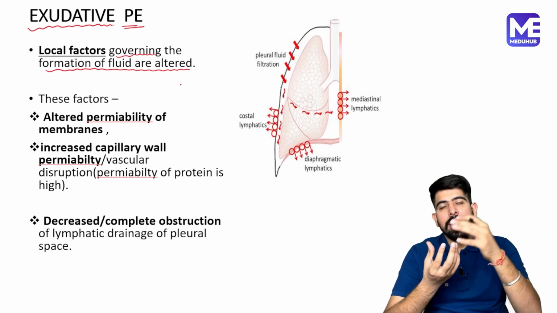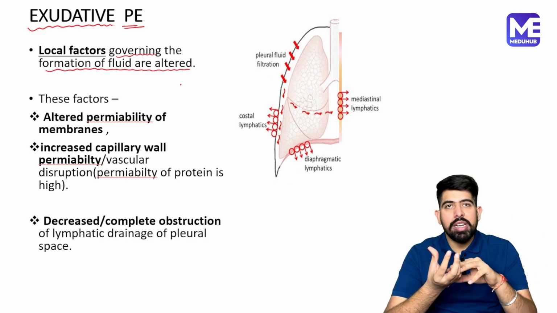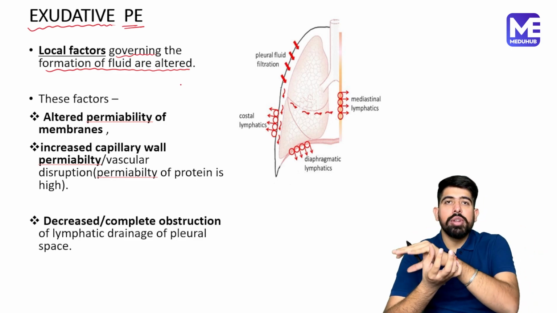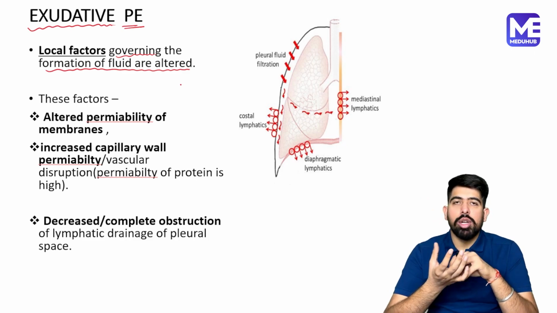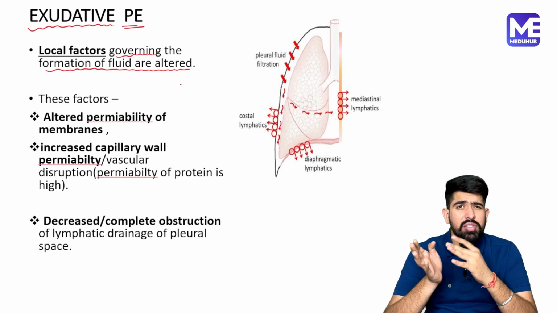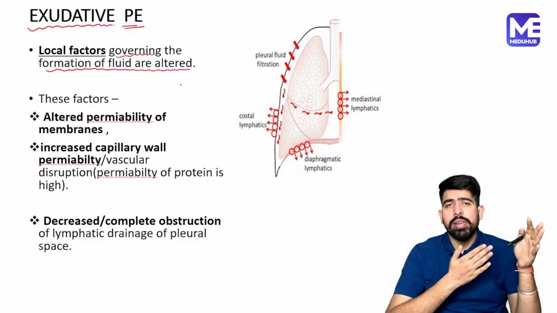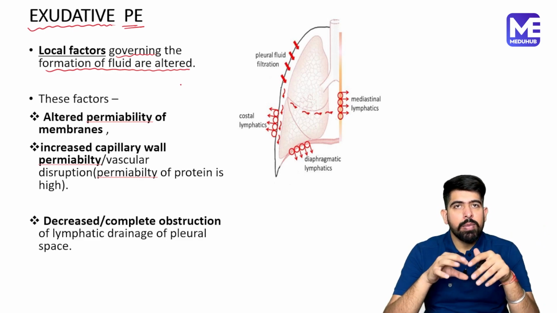But if the water tank input is increased and output is low, it will accumulate in the water tank. Or if the input is normal but the output is blocked or stopped, there will be accumulation in the water tank, right? So the same system is here also. If the lymphatics are blocked or not removing the fluid, accumulation of this pleural fluid will occur, right?